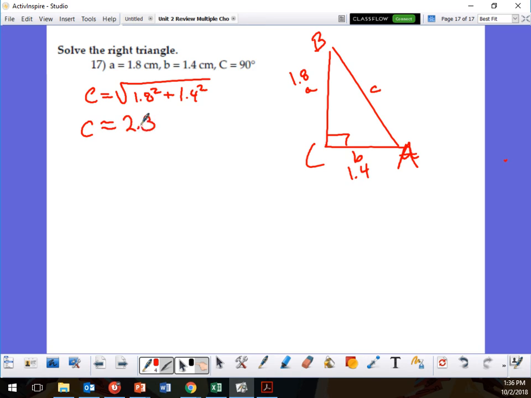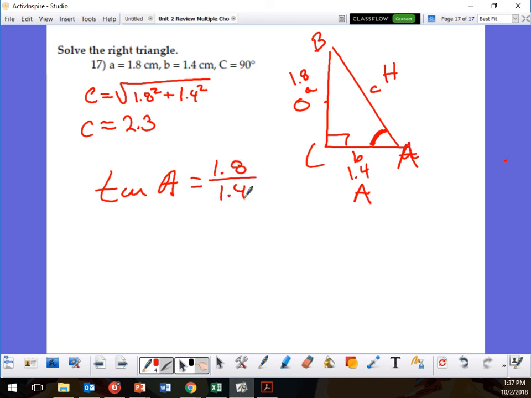Now what angle do you want to find first? A. So if A is my reference angle, this side over here is the opposite, and this side down here is the adjacent. If I'm trying to find the angle, I have to use what's given to me. Opposite and adjacent. So what uses opposite and adjacent? Tangent. So tan of my angle A is equal to opposite over adjacent.